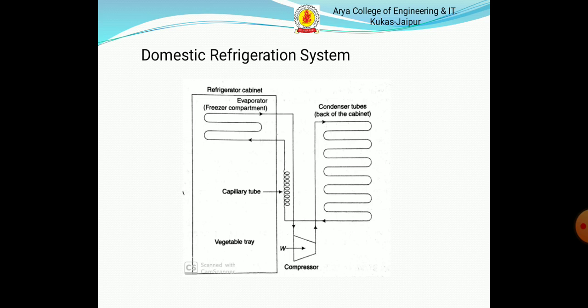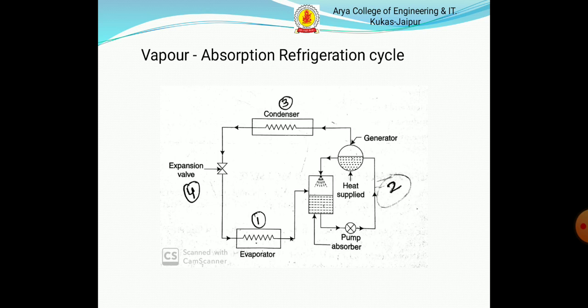It also has the same four components, as you can see in the figure: evaporator section, compressor, condenser, and capillary tube, which acts as the expansion device. So it is very much similar to vapor compression. Now next is the vapor absorption refrigeration cycle. In this, three components are the same as vapor compression, numbered as first evaporator, third condenser, and fourth expansion valve. But in place of the compressor, here we are using an absorption system with the help of a pump, absorber, and generator.